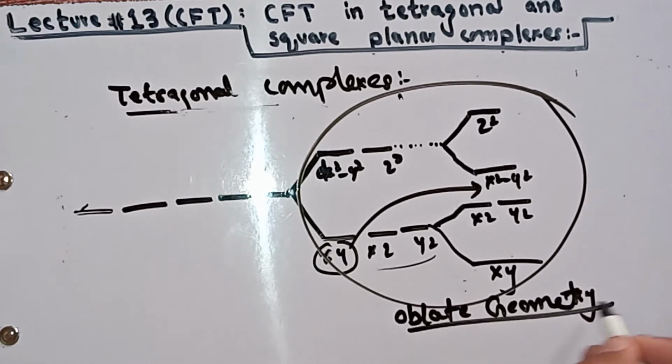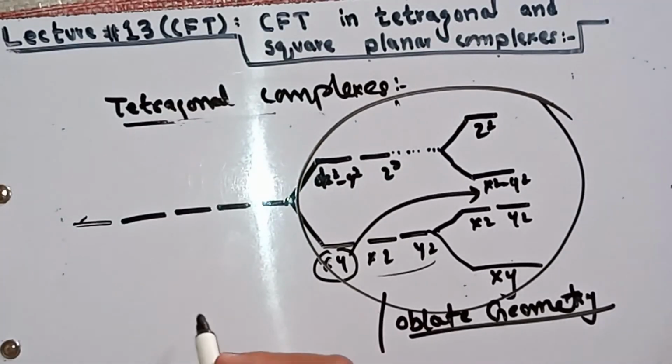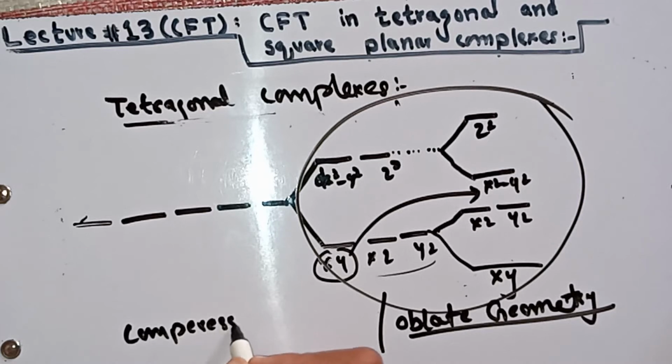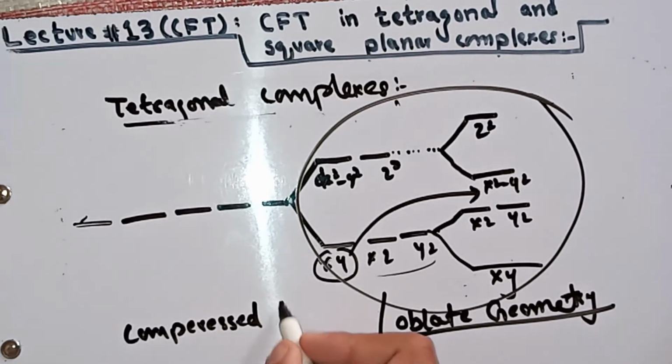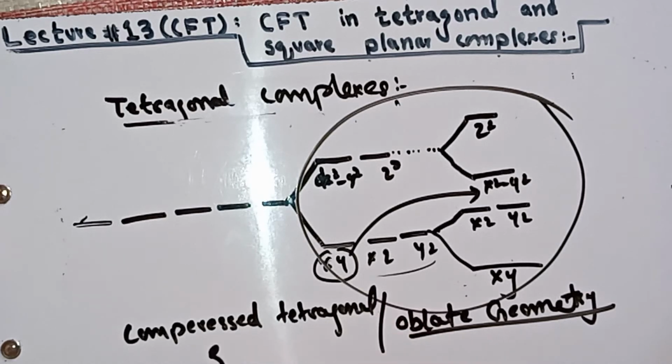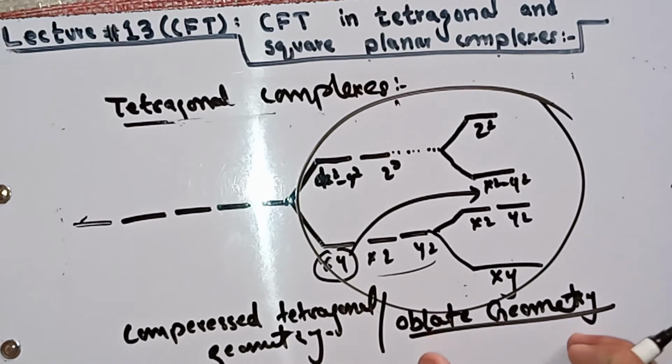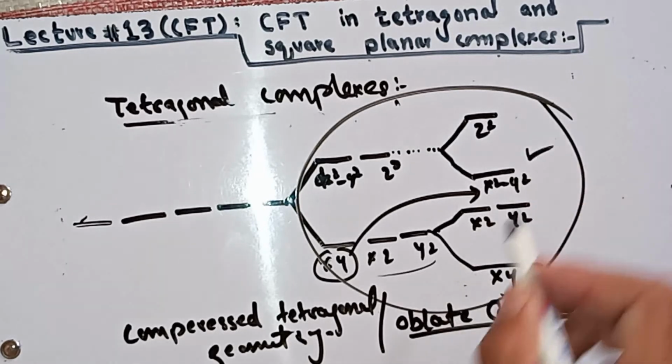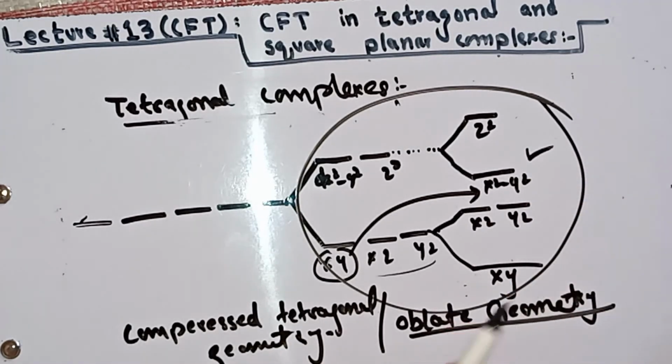Oblate geometry is also called compressed tetragonal geometry. So in compressed tetragonal geometry, or oblate geometry, this will be the situation.